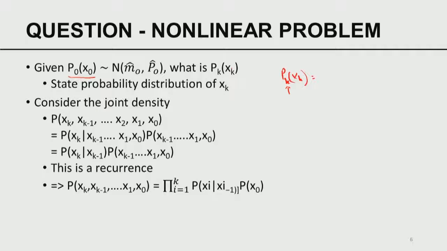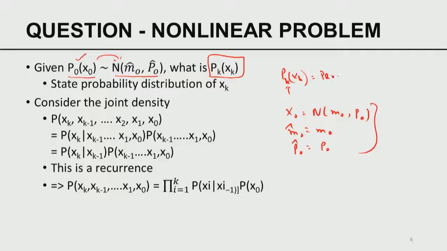So what is the question? Given p naught of x naught, this is the initial state distribution, which is given by x naught, m naught hat and p naught hat. Please remember that x naught is equal to m naught, p naught. So I am defining my initial analysis to be m naught, my initial analysis covariance to be p naught. So with this initialization, this represents the initial distribution. Given the initial distribution of the state, I would like to be able to find the distribution of the state at time k. This is what is called the probability distribution at time k.